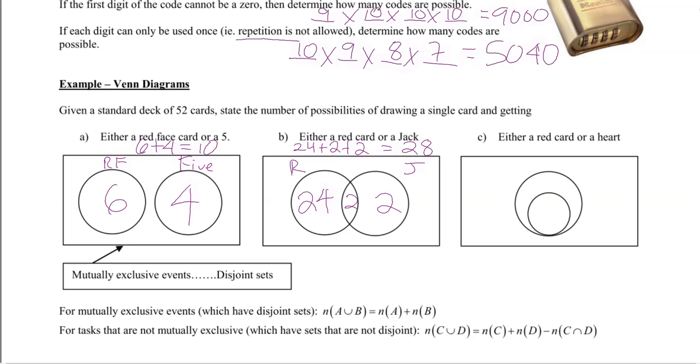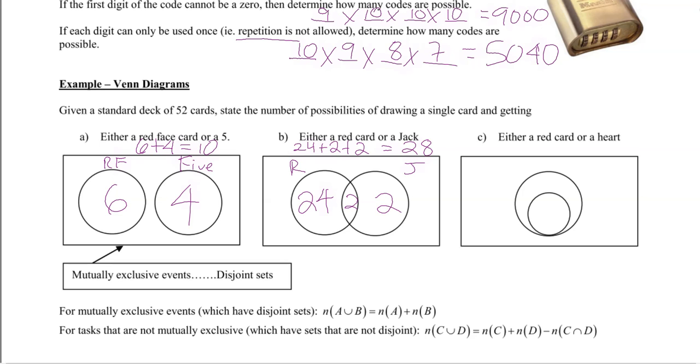See, what we don't want to do is this. Without using a Venn diagram, we would say, hey, you've got 26 red cards, you've got 4 jacks, right? 26 plus 4 is 30. Then we have to say, wait a minute. You counted 2 of those cards twice. You counted the Jack of Hearts and Jack of Diamonds as a red card, but then you also counted them as a jack. So we're going to learn how to work our way around that.